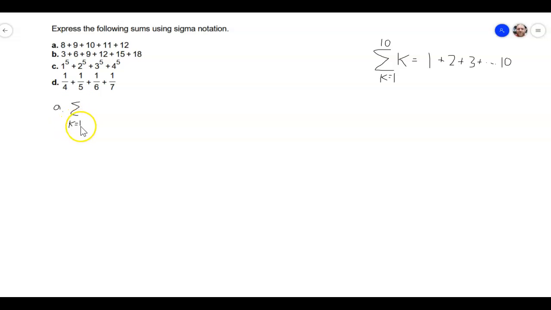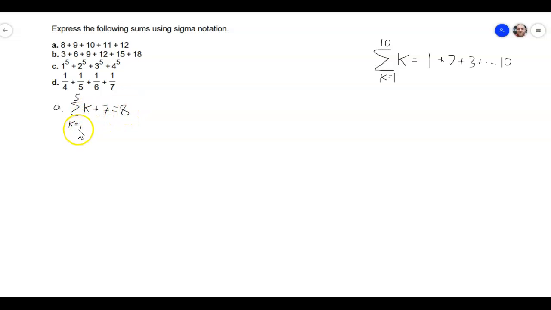K equals 1. So if we start with k equals 1, in order to get 5 values, I want to end with 5, right? Because it's going to be 1, 2, 3, 4, and 5. And I have 5 values there. So in order to get the 8, what am I going to have to put in here? K plus what? K plus 7, right? Because if I put the 1 in here first, 1 plus 7 is 8.